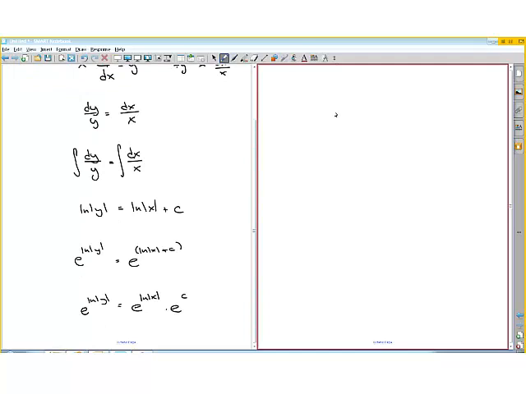Well, e to the natural log of y is equal to y. e to the natural log of x is equal to x, and we have e to the c, which we're just going to call c again. So it ends up that y is equal to c times x. And that's it.